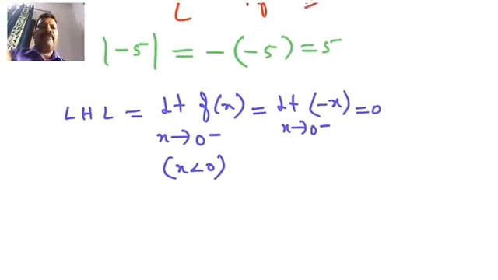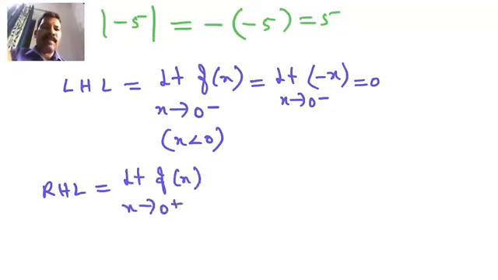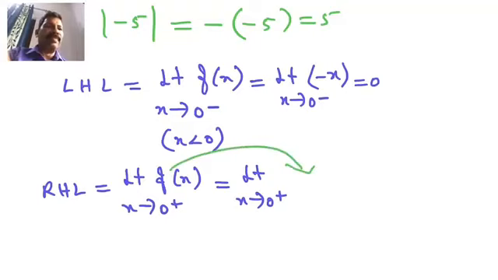Then we can find the right hand limit. What about the right hand limit here? The right hand limit is equal to the limit of f of x as x tends to 0 plus. Here x tends to 0 plus means x is slightly greater than 0, that is, x is positive. So what is the value of f of x here? f of x will be x only. So that is the limit of x as x tends to 0 plus, which is 0.